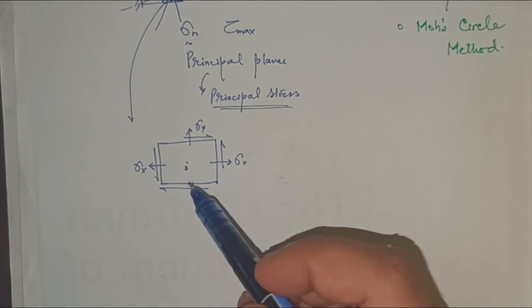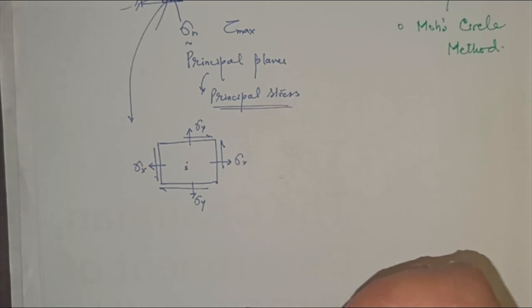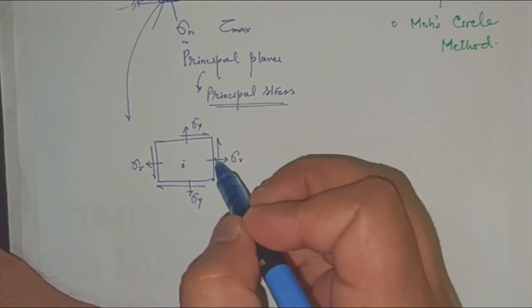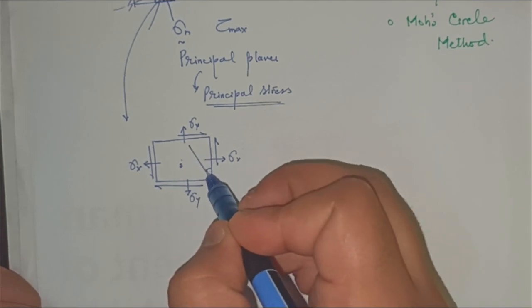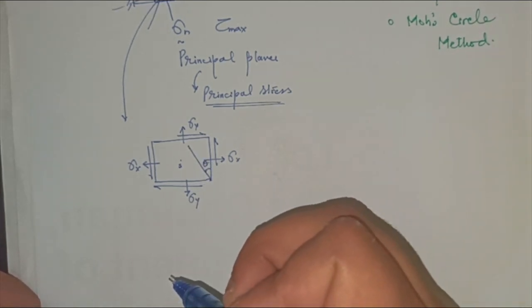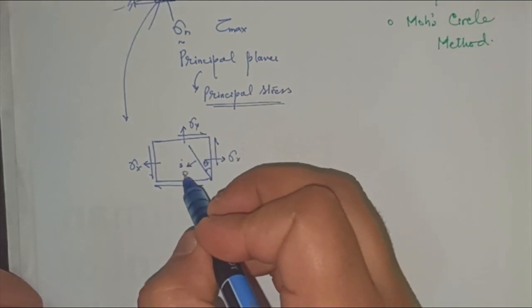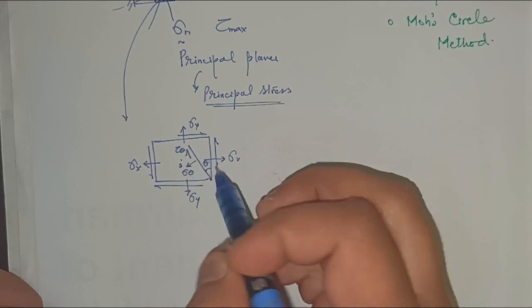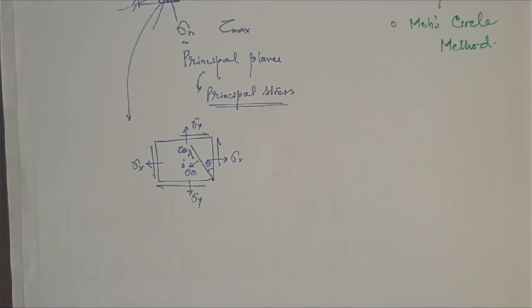So let's say we have this kind of state of stress given to us, and let's say we are interested in knowing what will be the state of stress at a particular angle. Let's say if this is rotated at some orientation theta, so what will be the state of stress on this plane? So this will be sigma theta, and the shear will be tau theta. So on this plane there will be a sigma theta and tau theta. I wanted to know the values of this sigma theta and tau theta.